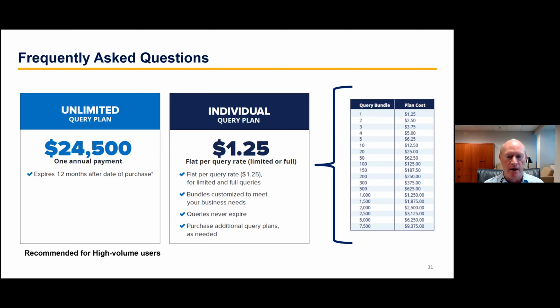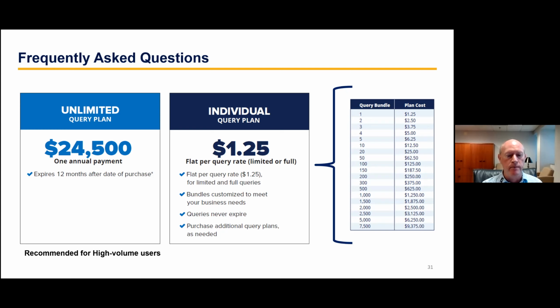There are motor carriers out there that employ 15, 20, and 30,000 drivers. Think about UPS, the package people, they have 50,000 plus drivers. So they are doing thousands of queries a year. So in their case, they're going to buy that unlimited query plan. But most employers are just doing the individual query plan. It is a $1.25 flat rate per query for limited or full.